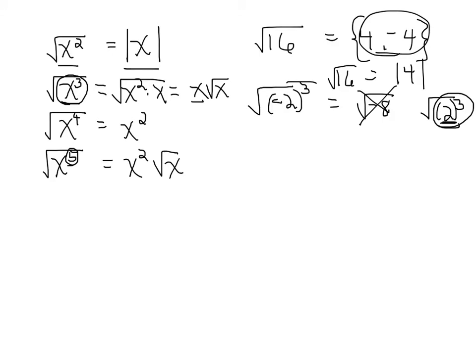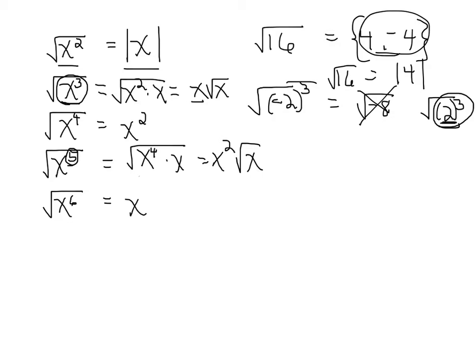because I guess I should do the in-between step, just so you get more practice. I can think of this as x to the fourth times x, and the square root of x to the fourth is x squared, and root x stays in there. Square root of x to the sixth, well, that is x to the third.